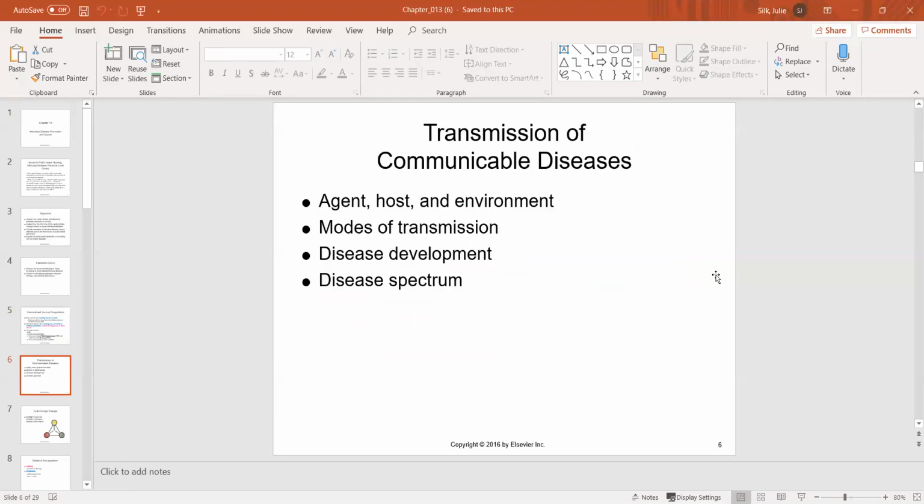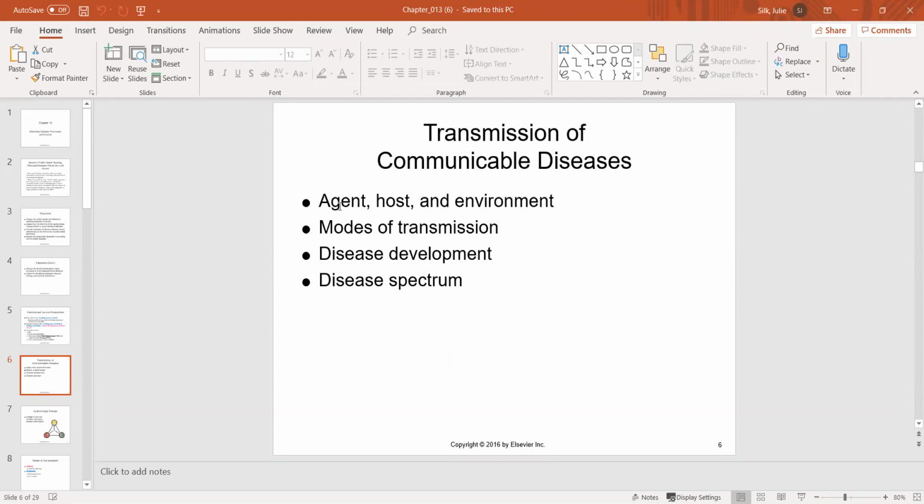All right, when we talk about how diseases get transmitted, we have the agent, the host, and the environment that all work together. Then it depends on how they get transmitted. We'll talk about that in more detail on the coming slides. Your modes of transmission might be different. Maybe you transfer it by contact, or maybe by air. It just depends.